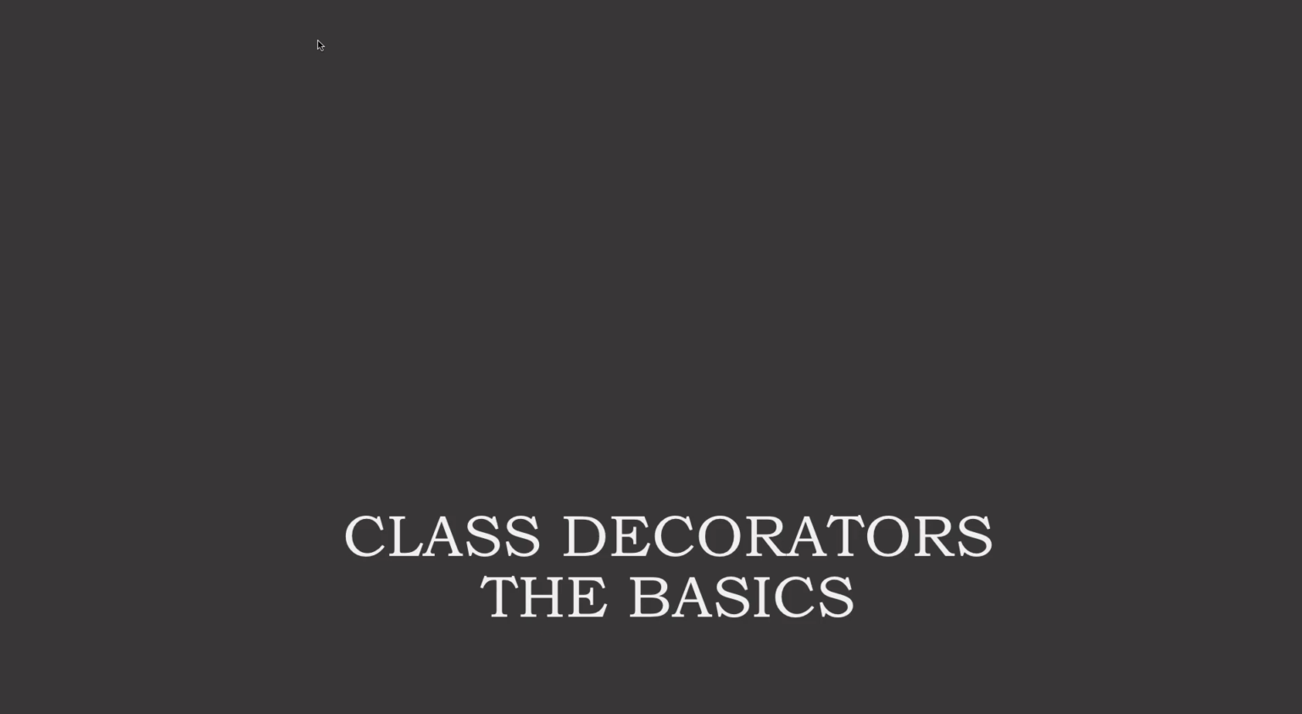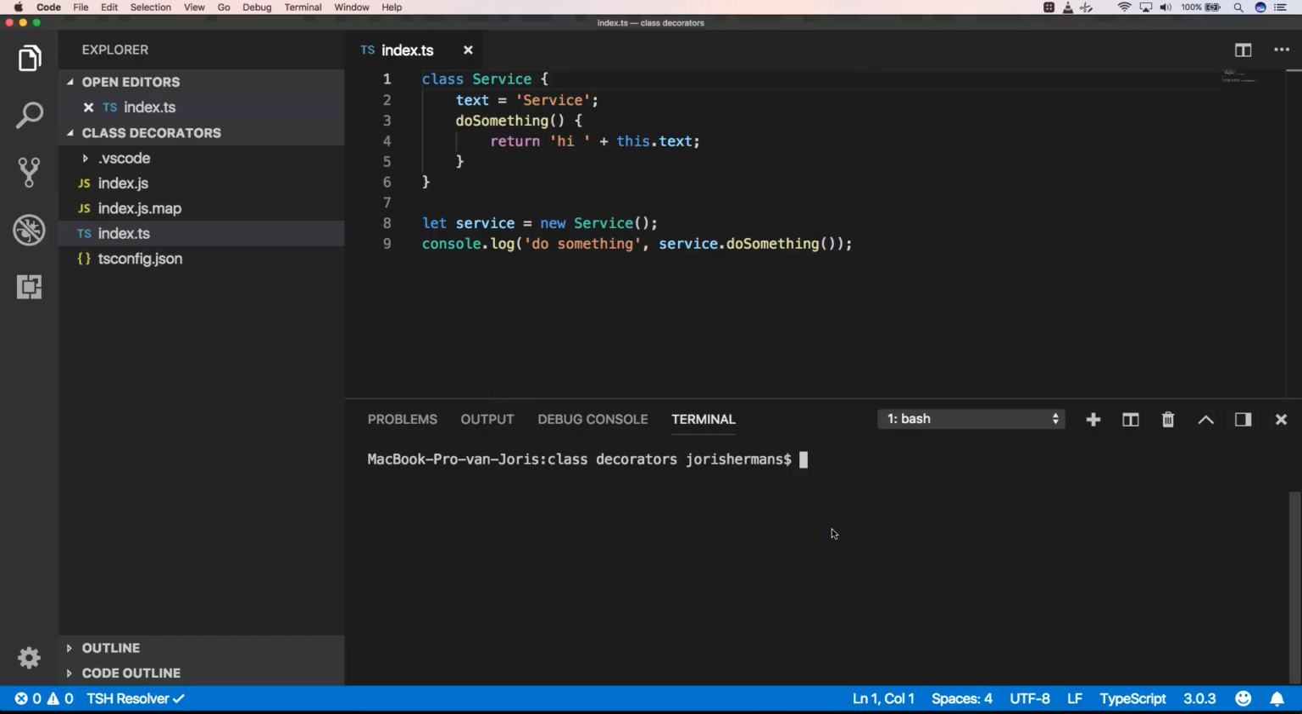In this episode, I want to talk about class decorators, and I will tell you a little bit about the basics, how to create a class decorator. Let's start. So we have the following code. When we execute this code, we get the following result: do something hi service.